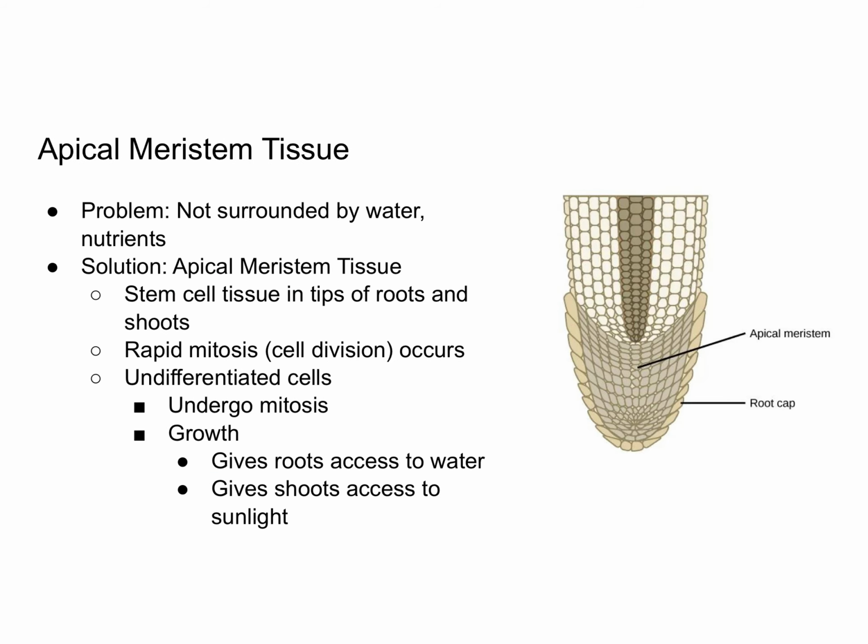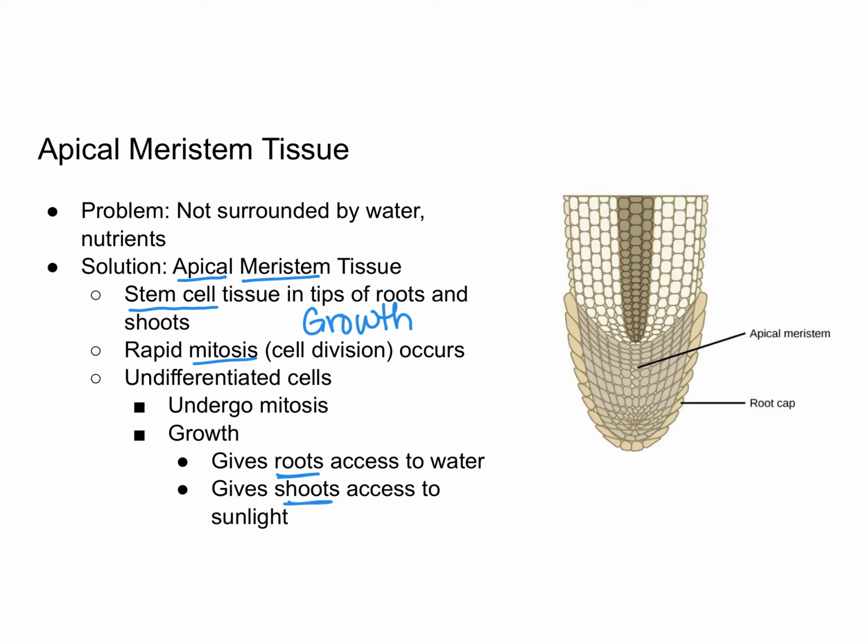Also, because land plants are not continuously surrounded by water, they developed this tissue known as an apical meristem. What this apical meristem tissue is, is stem cells. And these stem cells are constantly undergoing mitosis, and so this allows for growth. And this tissue is associated with the roots and the shoots of the plant.